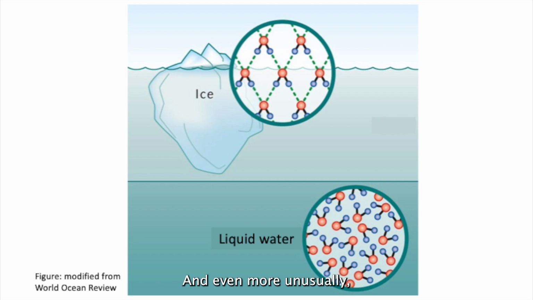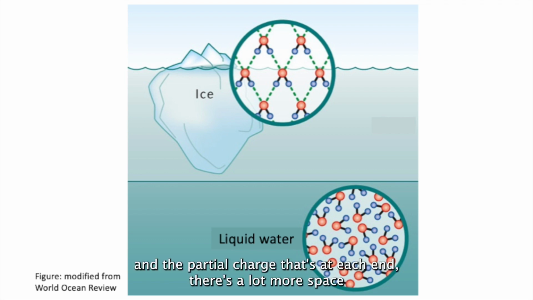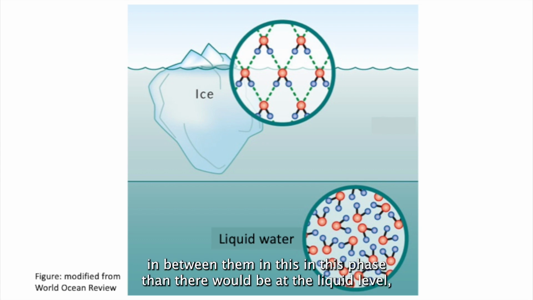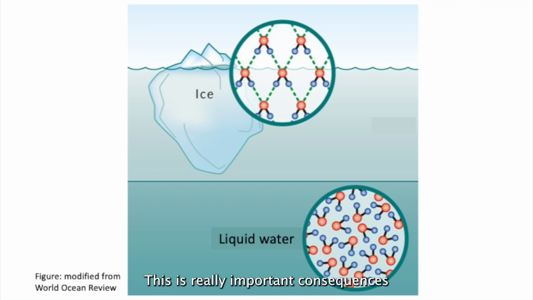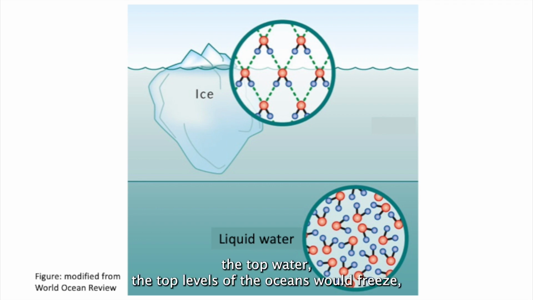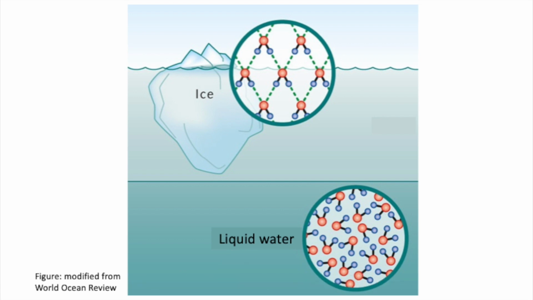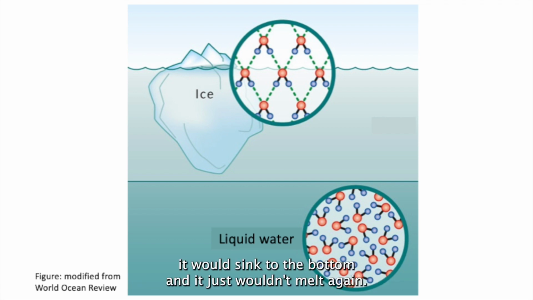And even more unusually, because of the way their molecules are shaped and the partial charge that's at each end, there's a lot more space in between them in this phase than there would be at the liquid level, which means that frozen water floats. This has really important consequences for the evolution of life. If we lived in a world where ice sank, every winter the top levels of the oceans would freeze. It would sink to the bottom, and it just wouldn't melt again.